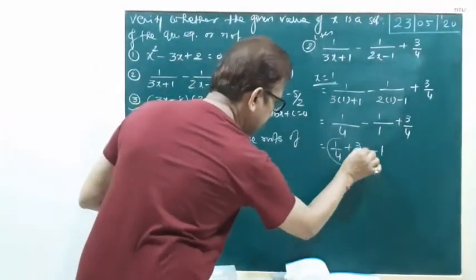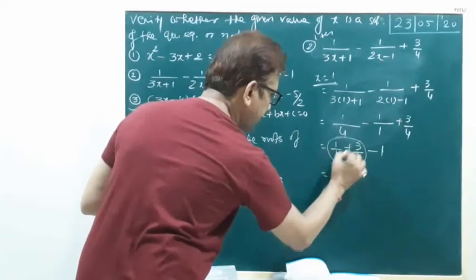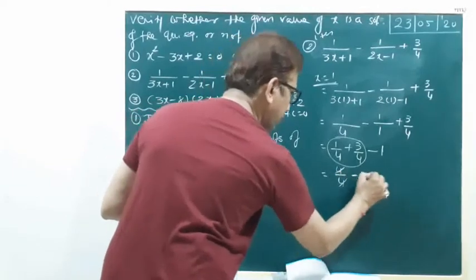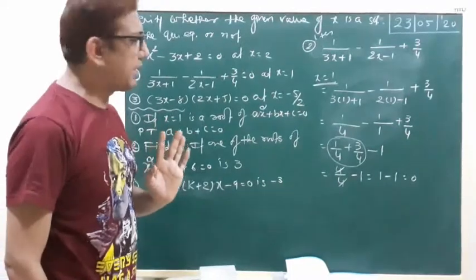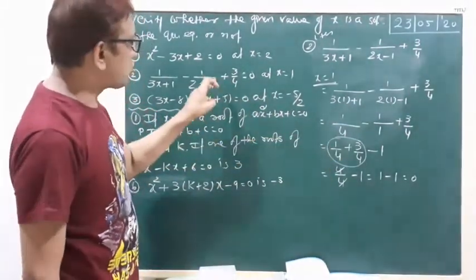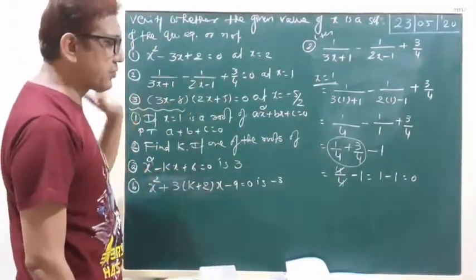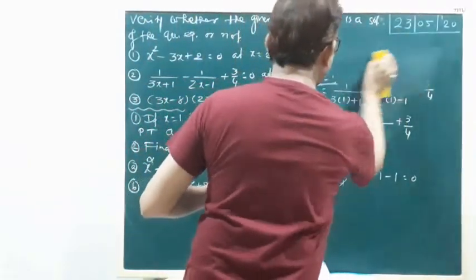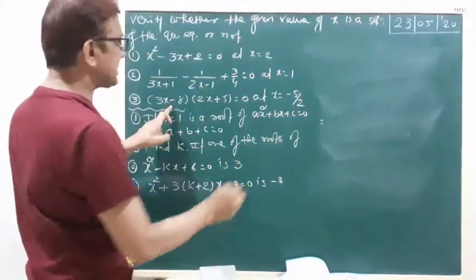Now look here, the denominator will be the same. So direct addition: 1 plus 3 is 4 upon 4, minus 1. 4 cancels. 1 minus 1, the answer will be 0. So the answer will be 0, that is your RHS. So in this question, x equal to 1 is the solution, the root of this quadratic equation. Okay? Now verify the third question.